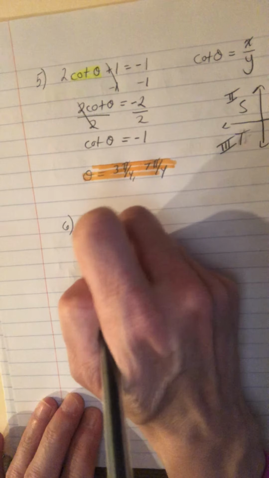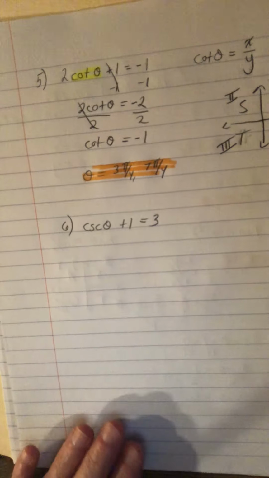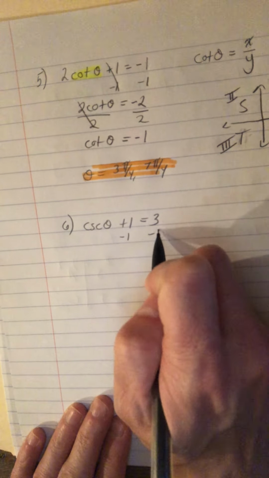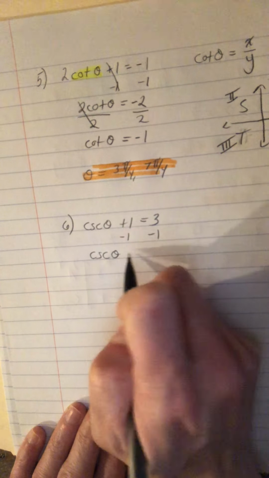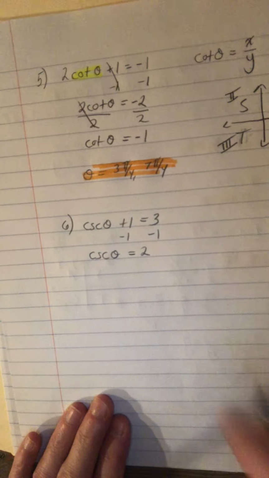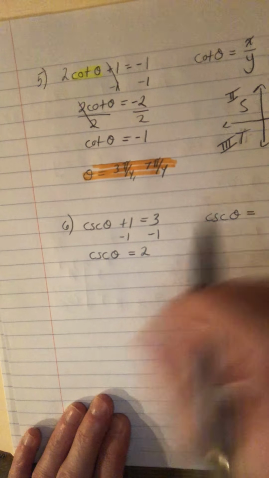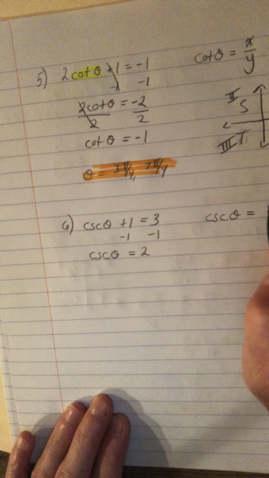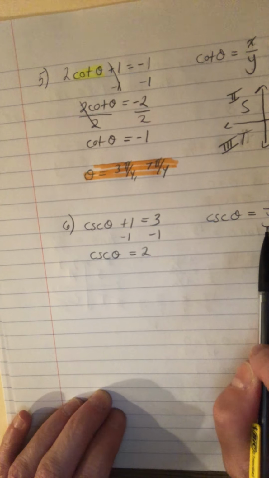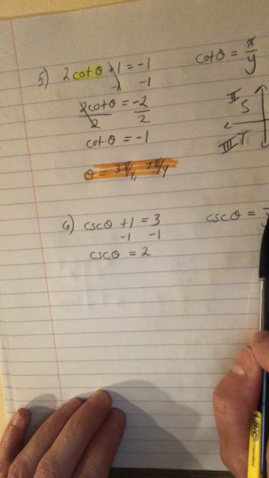Cosecant theta plus 1 equals 3. Now, if we take a look, first thing, I'm going to subtract that 1. Cosecant theta equals 2. Then we need to ask ourselves, what does cosecant represent? Well, cosecant theta, what does that represent? That is 1 over y.